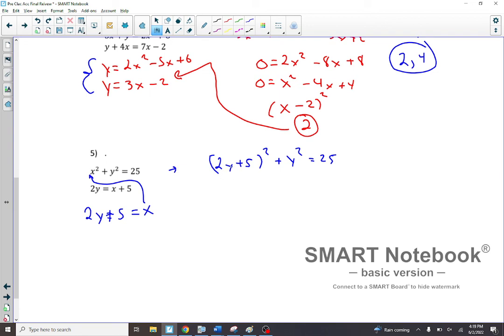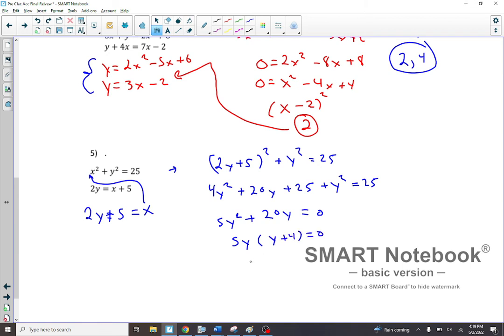So here we're going to take that. 2y plus 5 squared is the same as 4y squared plus 20y plus 25. Plus y squared equals 25. Combine the y squareds, 5y squared plus 20y. Subtract 25 on both sides equals 0. Take out a 5y. And what is left over is y plus 4 equals 0. So your answers are 0 and negative 4.